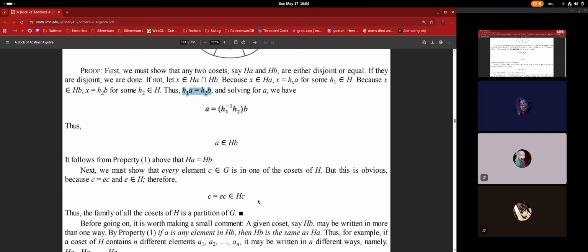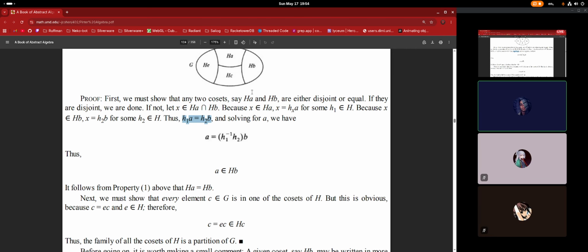We follow from property 1 that Ha is equal to Hb. So what we just proved is that either Ha and Hb are disjoint or equal. Half of it is done because if they are disjoint, we are done. We just have to prove that they would be equal otherwise. Next, we must show that every element c in G is in one of the cosets of H, which is easy because you can describe any element by applying it to the neutral element, which of course is in H. And therefore, any element could be described in terms of a coset.